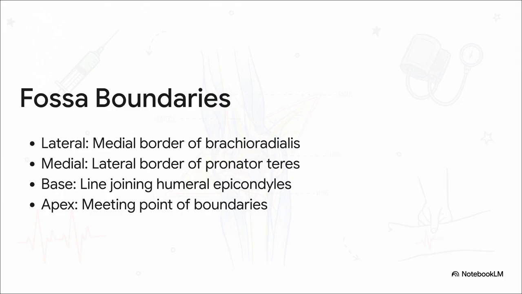Next, our medial boundary, the inside wall closest to your body, is formed by the lateral border of the pronator teres muscle. The base of our triangle, the top wall, isn't actually a muscle at all. It's just an imaginary horizontal line joining the 2 bony bumps on your humerus, called the epicondyles. And finally, the apex at the bottom is simply the meeting point where our lateral and medial muscle walls intersect.